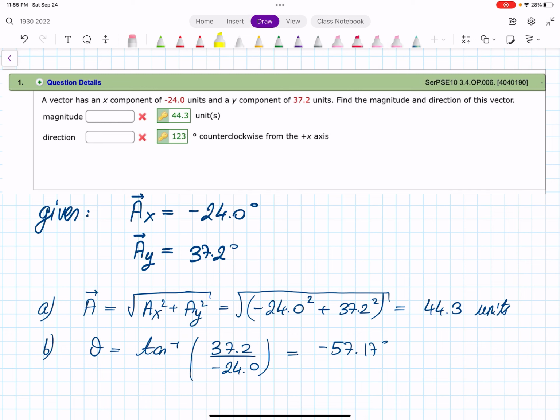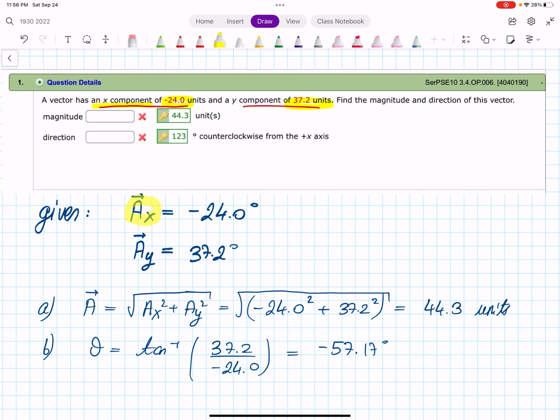Hello everyone. The question says a vector has an x component of negative 24 units and a y component of 37.2 units. Find the magnitude and direction of this vector. So another question involving components of a vector, right? Write down the given information.